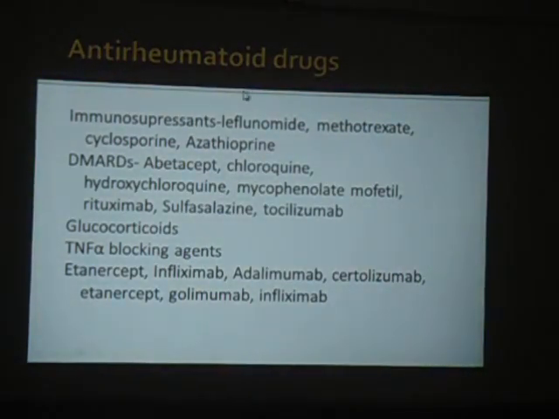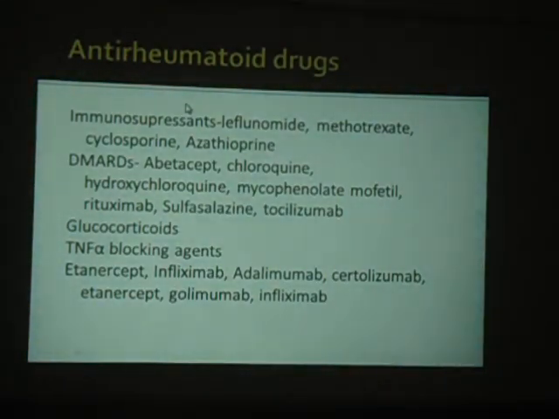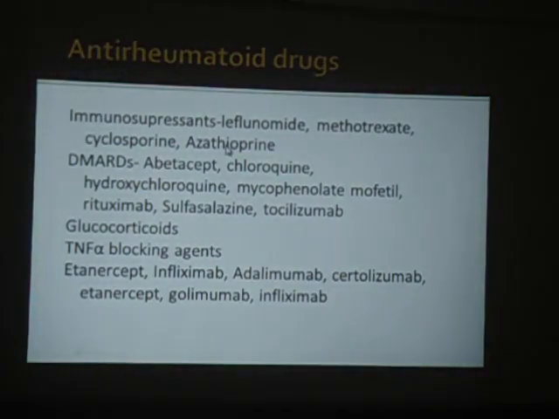So what are the drugs we can use here? This is basically an auto-inflammatory reaction, that is our own immunity acting against our own system. So we need to use the drugs which can suppress this autoimmune response. So the basic drugs will be immunosuppressants. What are the immunosuppressants we are using here? These are leflunomide, methotrexate. Methotrexate is a common anti-cancer drug. We can use it here also. Cyclosporine and azathioprine.